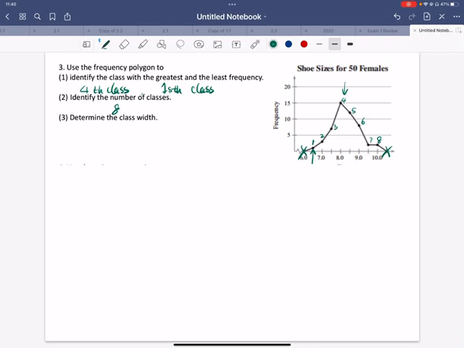Class width. Class width will be the difference between two midpoints, right? Let's find two midpoints and see which two you like to use. Let's choose 3 and 4. 3 is right here. I think that's 7.5 because that's between 7 and 8. So we can use 8.0 take away 7.5 to find the difference between the two midpoints. That will be 0.5. So class width will be 0.5. It's the difference between the two midpoints.